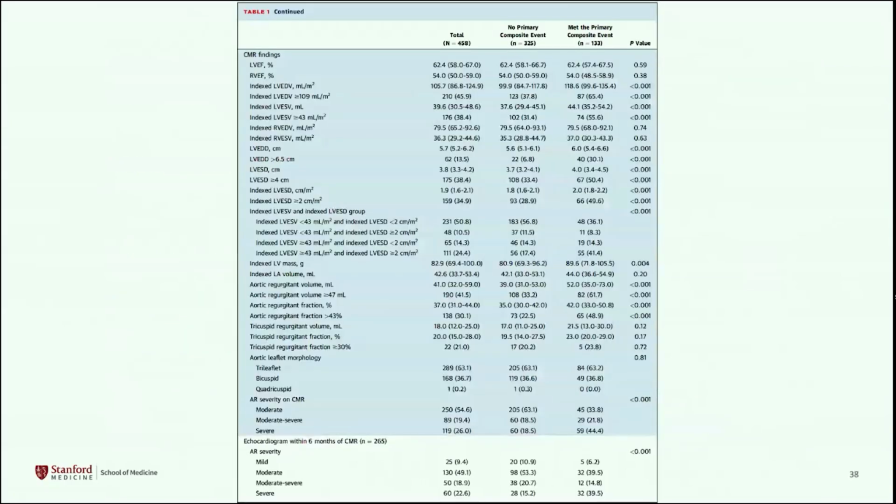And so you can see, once again, I'll kind of skip over our table one in terms of those who did or didn't have a composite outcome. There's discrepancies in terms of the LV remodeling, not surprisingly, with those who have a MACE event having much more LV remodeling.